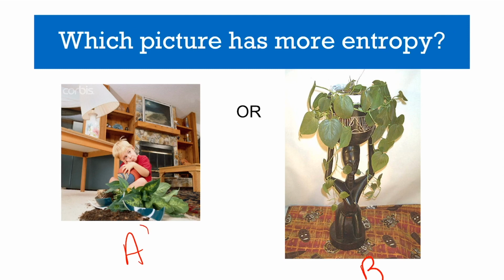I would have to say A. If it has more entropy, it is more unorganized. And if you look at the pot that's spread all over the floor, that's not organized. That is very, very messy. That is literally the definition of entropy. So it's highly disordered.